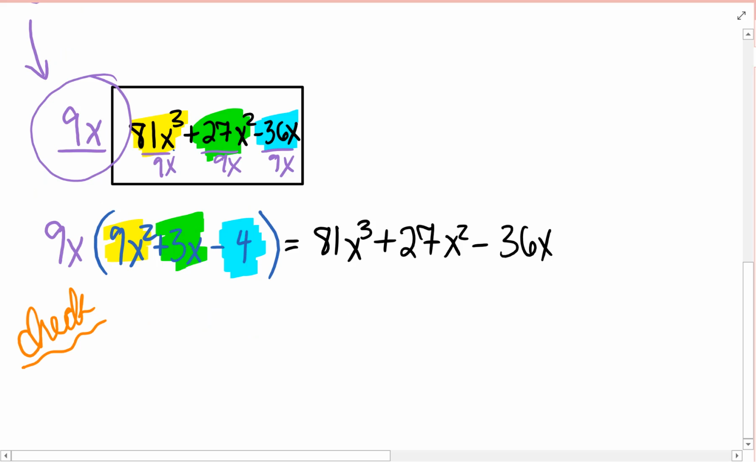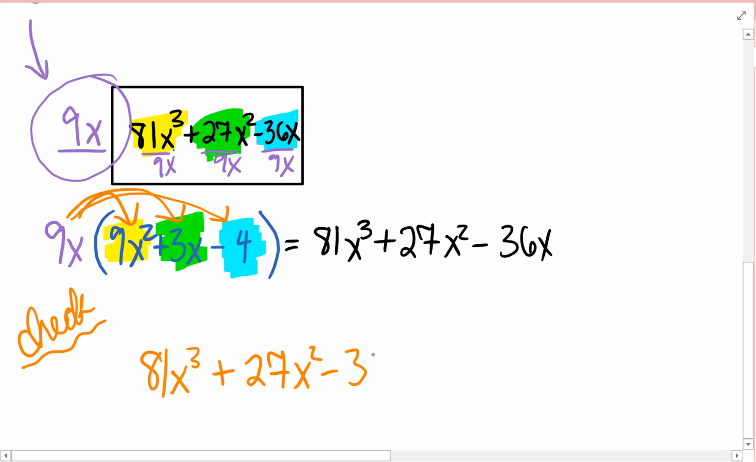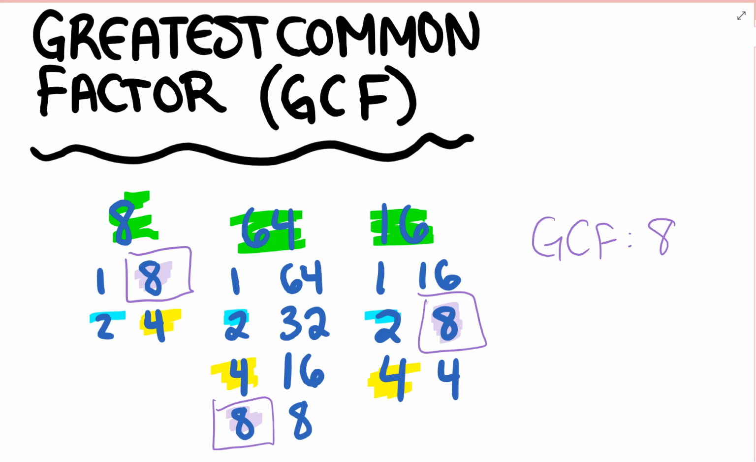Let's check. Don't forget to check your work. 9x times 9x squared, that is 81 times x times x times x, that is x cubed. 9x times positive 3x is positive 27 x times x, which is x squared. And 9x times negative 4 is negative 36 with an x attached. Yes, that is our area. And remember that the greatest common factor, or GCF, is the largest factor that all the terms share.